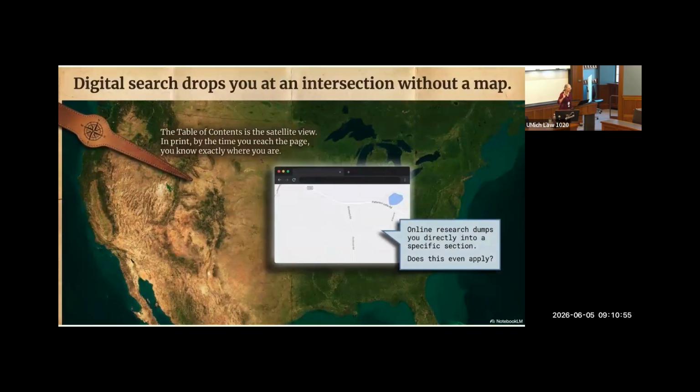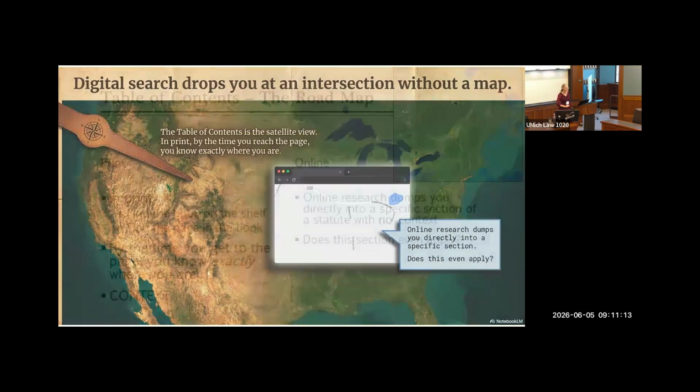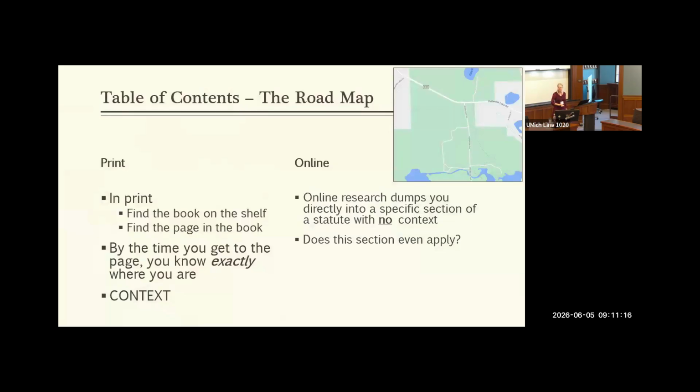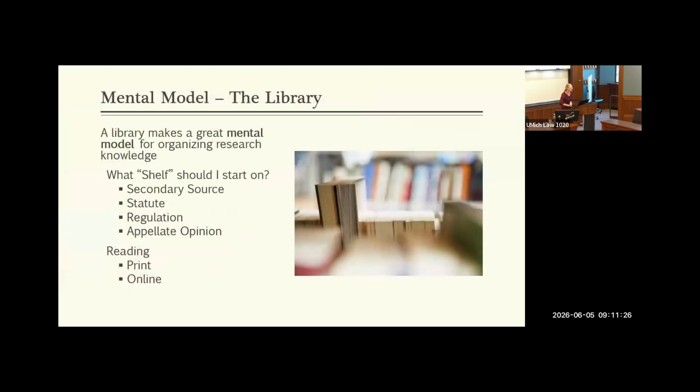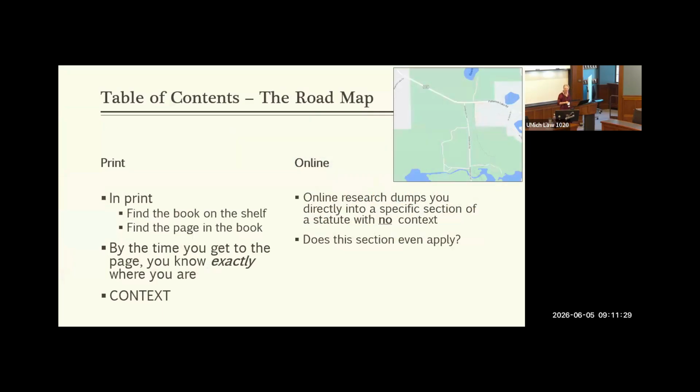Okay. The problem with searching online, especially statutes, is it dumps you in, it takes you directly to a section. And it's a very specific section, and it may sound really good, but you have no idea where you are. If anyone's interested, my map is a picture of Hell, Michigan. We have hell and paradise in Michigan, but you don't know where you are. So that's why you need the table of contents. You need to back up and see your table of contents.